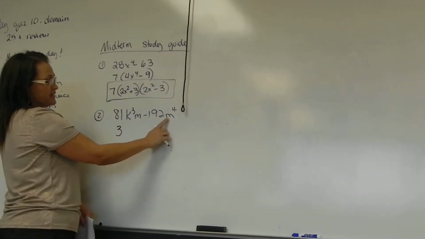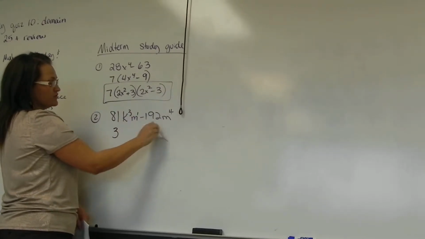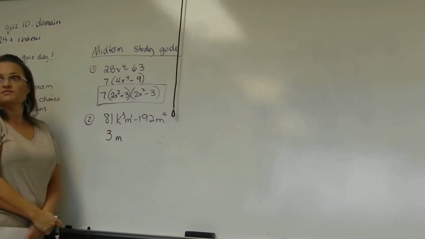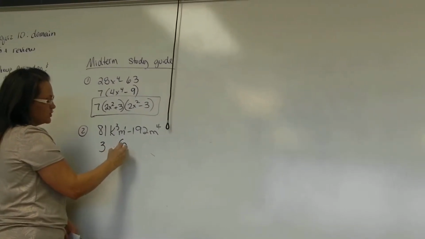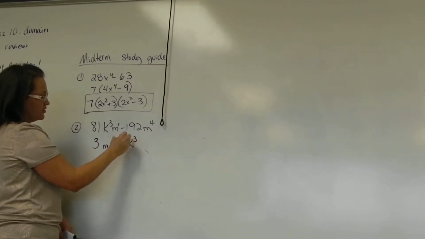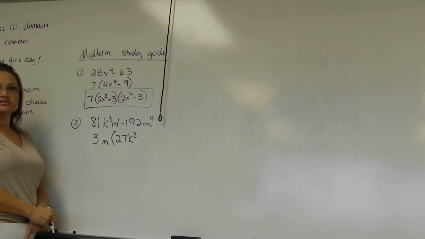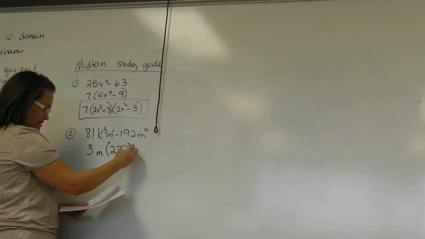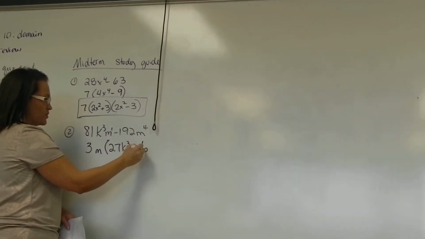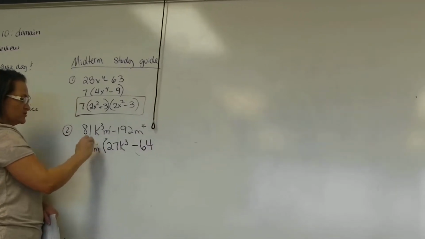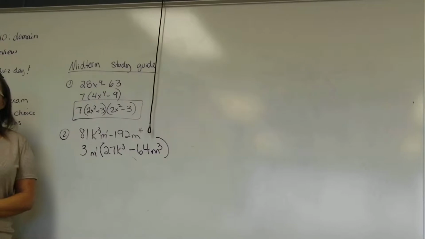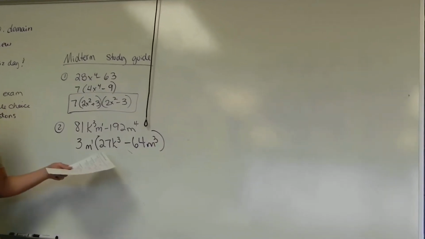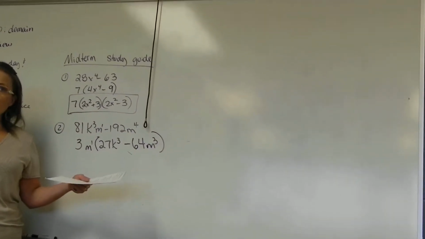Also, there's a common m to the first and m to the 4th, so you can bring out one of the m's. So that leaves 3m times 27 and a k to the 3rd to get this answer, 3m times, let's see, what is that, 64. You've got m to the 1st, so you need m to the 3rd to make m to the 4th. So by factoring out the GCF, you get another one of those special patterns.